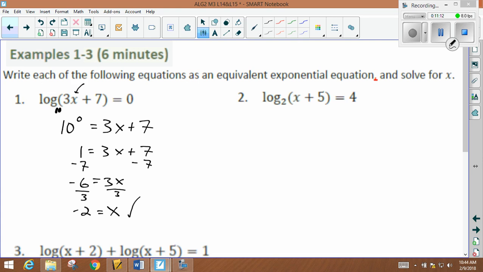So let's do the same thing with this one. We're going to write it as an exponential equation. And now we're just going to solve it for x. So 2 to the 4th power, 2 times 2 times 2 times 2, is 16, equals x plus 5. And then I subtract 5 from both sides. And I get that x is 11. Hey, if I plug 11 back here, do I wind up with a number that is 0 or less? Nope.